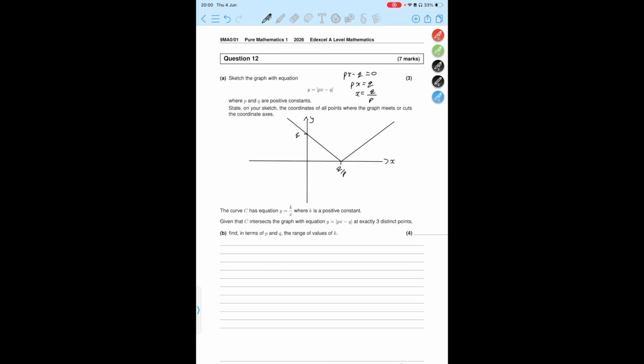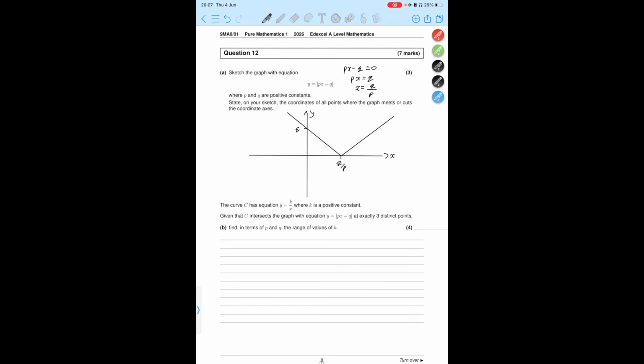Okay, so one is the negative of the other. So we've been given a curve of equation y equals k over x. So it's a reciprocal, and it's telling us that it's going to intersect this modulus graph 3 times, and it's telling us to find, in terms of p and q, the range of values of k. So there's a couple of things. First of all, it's important to know what the reciprocal graph looks like.